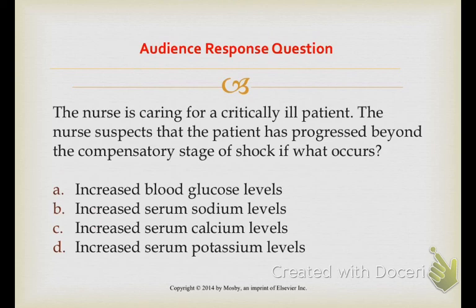All right. A nurse is caring for a critically ill patient. The nurse suspects that the patient has progressed beyond the compensatory stage of shock if what occurs? Increased blood glucose, increased serum sodium, increased calcium, increased potassium. How many want A? How many want B? How many want C? How many want D? Okay, we're going to do it again.